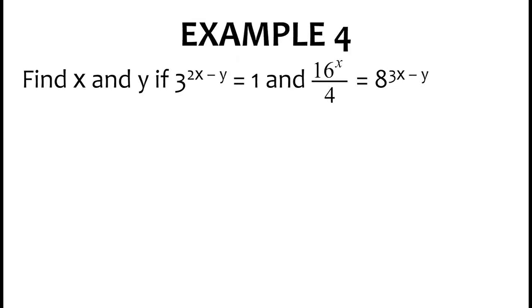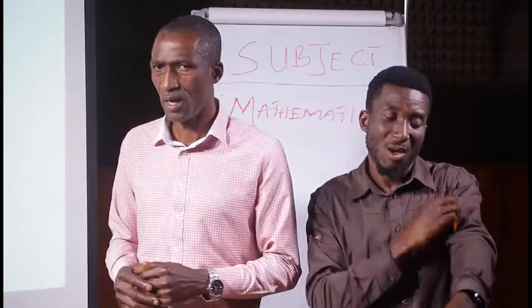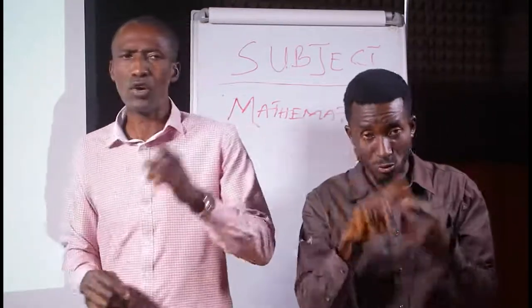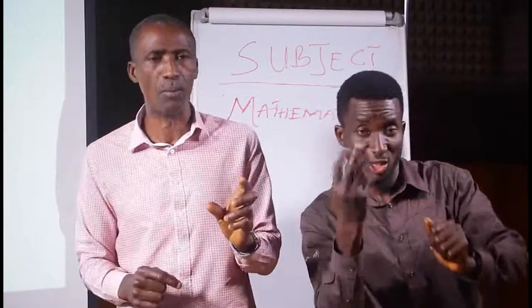Now, when you look at the two equations, they are written in exponential form. That means they are written using powers. So for you to solve them, you must translate them, or rather convert them, to linear forms before solving.